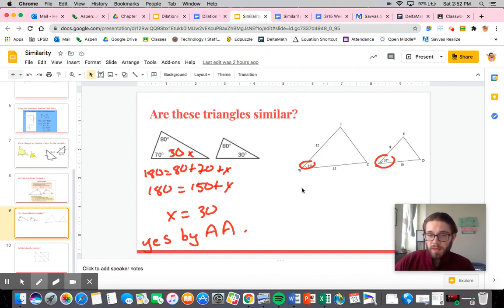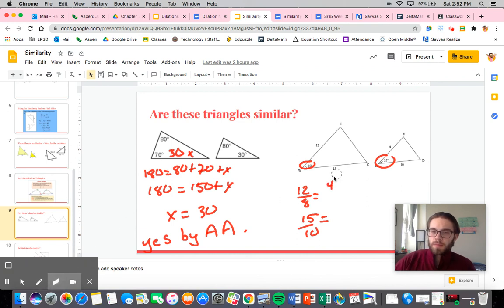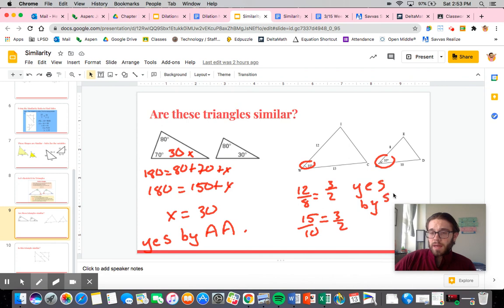So what are we going to do? Let's look at this. We have 12 is to 8, and then let's look at the other side. 15 is to 10. So 12 is to 8 simplifies to what? 4. Oops, nope. Not 4. 3 over 2, and this comes to 3 over 2. So they are in the same proportion, right? This is 3 over 2. This is 3 over 2. They have a congruent angle, so yes, by side angle side similarity.